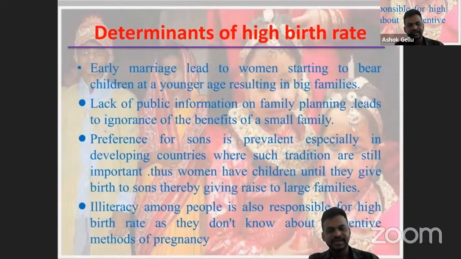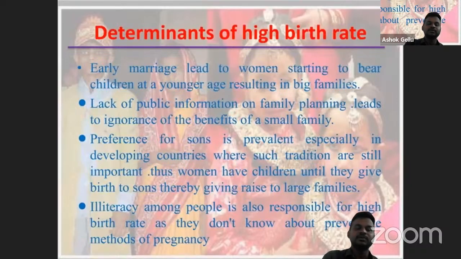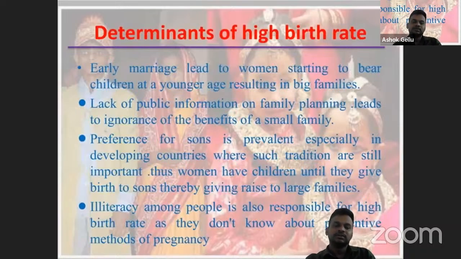Preference for sons is prevalent, especially in developing countries. Such traditions are still important, as women have children until they give birth to sons, thereby giving rise to large families. Most people are looking for sons. Illiteracy among the people is also responsible for high birth rate, as they don't know the preventive methods for pregnancy. Early marriage is also an important factor, along with lack of literacy in women.